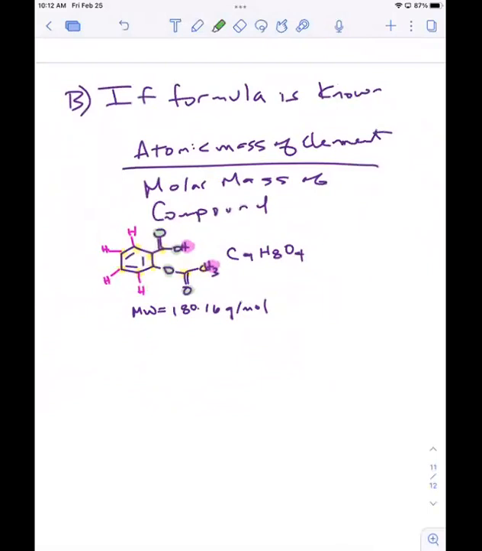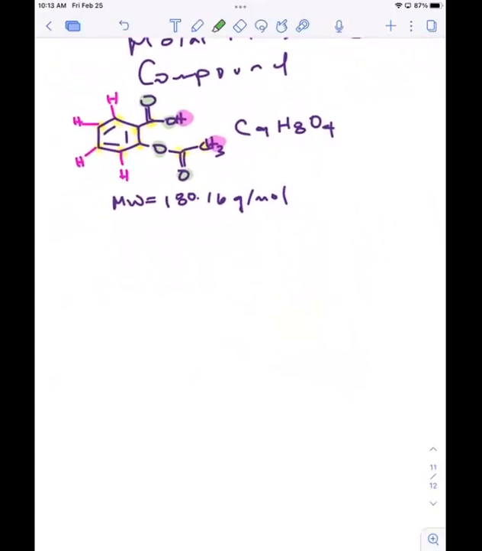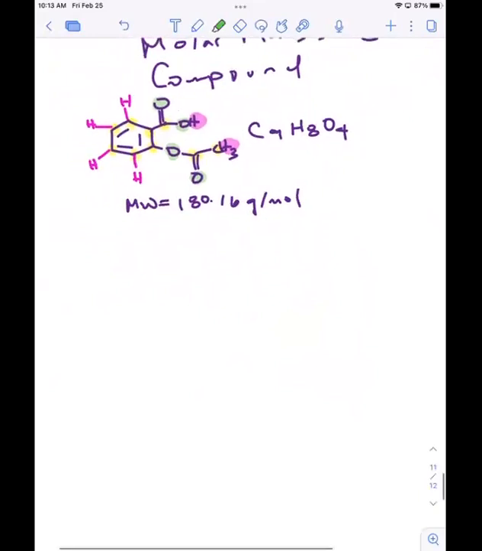the molecular weight, what we can do is figure out the mass of each one of those atoms without actually having it. We can calculate it. So we take the atomic mass of carbon and divide that by the total molar mass of the compound, we can get the mass or the mass percentage of carbon. So let me show you that.